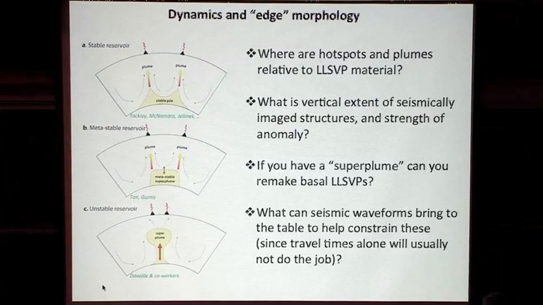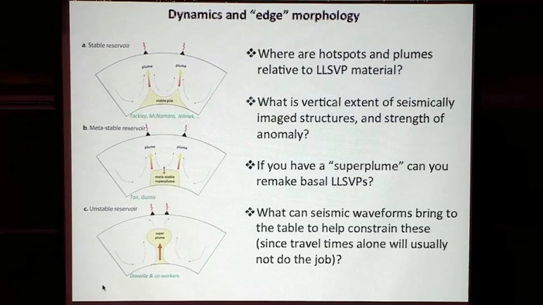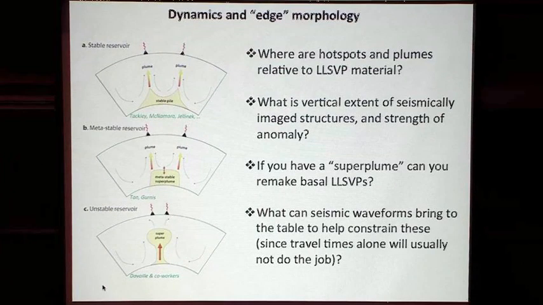For these different models, where do you have plumes and hotspots relative to the LLSVP material? What's the vertical extent? All the seismology I told you is imaging basically the bottom couple hundred kilometers of the mantle, where you have this sharp change. How high do these things go up? There have been some travel time studies that suggest these things go up 1,000 kilometers in some cases. I submit to you there are large uncertainties regarding the vertical extents using travel times alone.